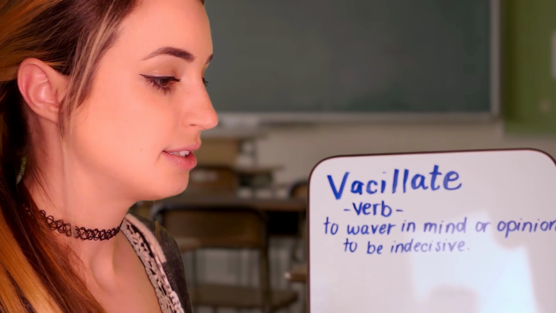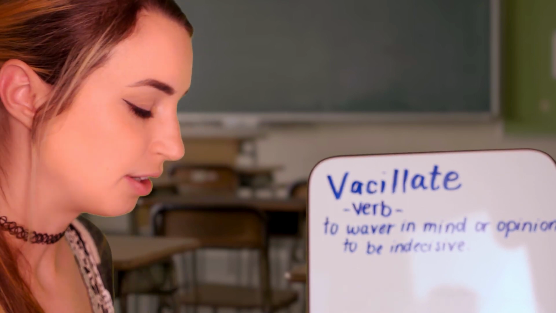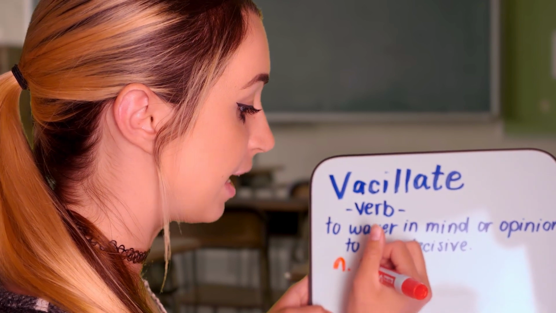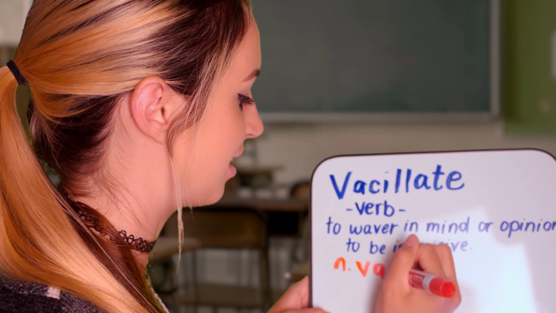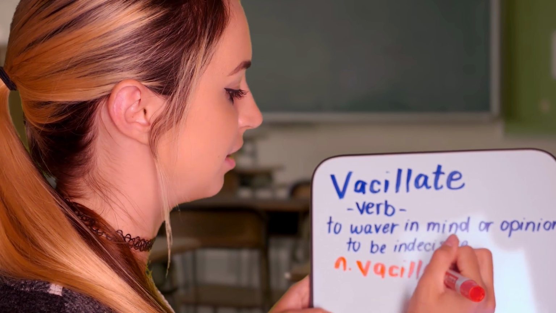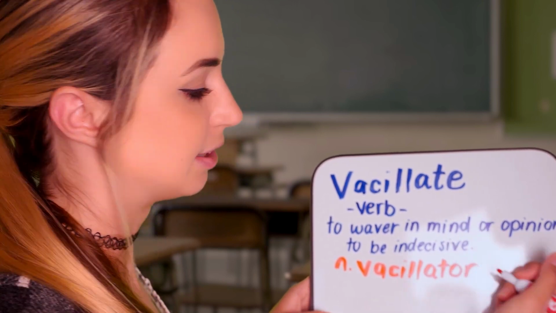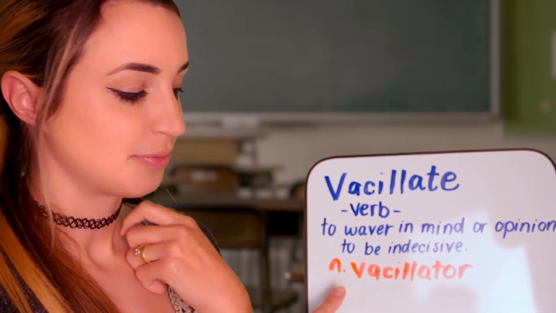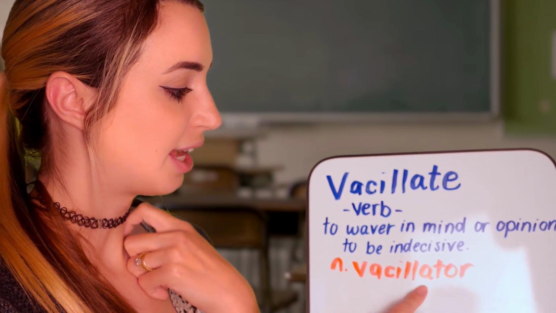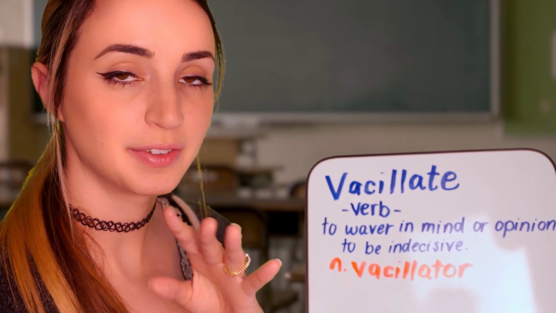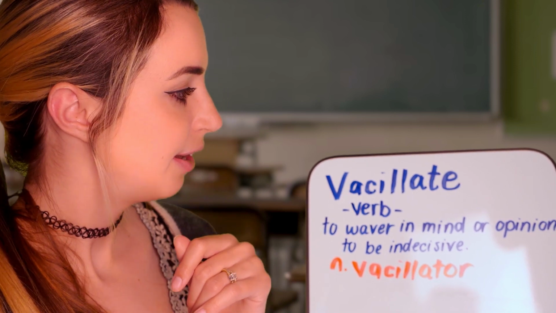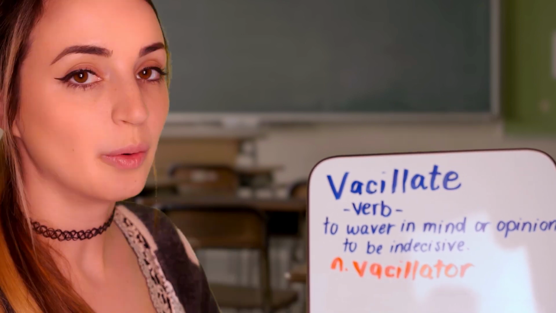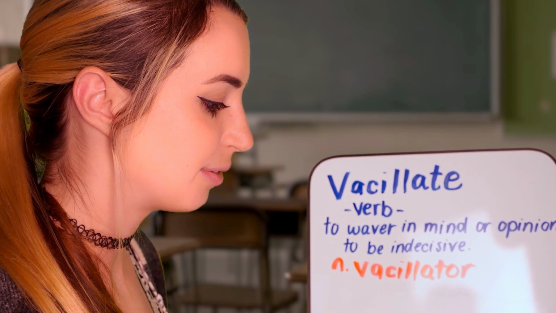Now, this does have another form, and that is a noun, and that's the vacillator. Basically the worst superhero in history. Just a little joke. Vacillator is spelled V-A-C-I-L-L-A-T-O-R. So if you're asked for another form of the word, it's spelled the same. Drop the E, add the O-R. Vacillator.